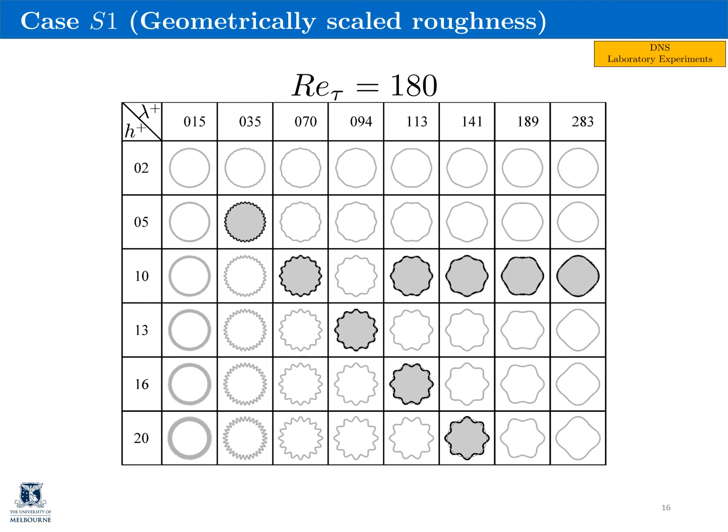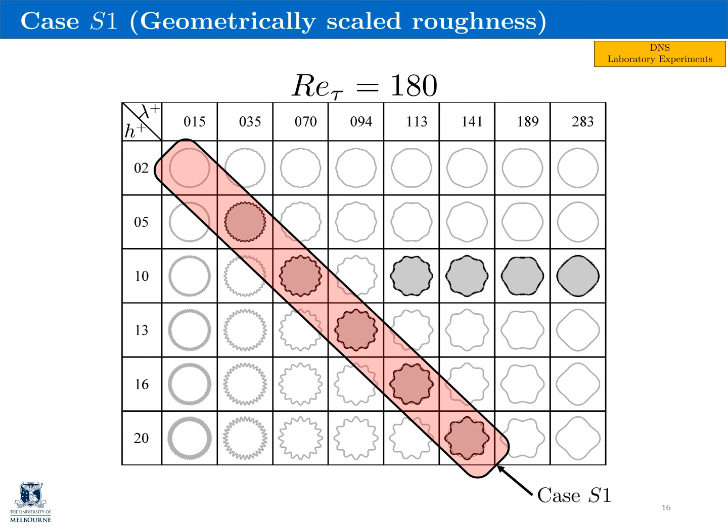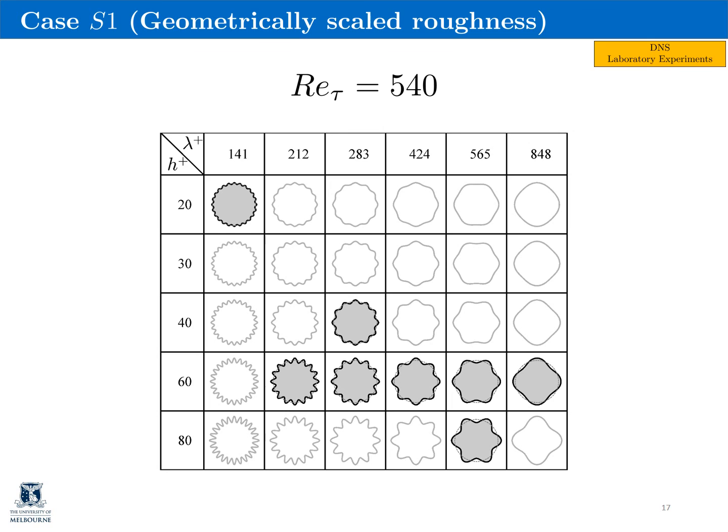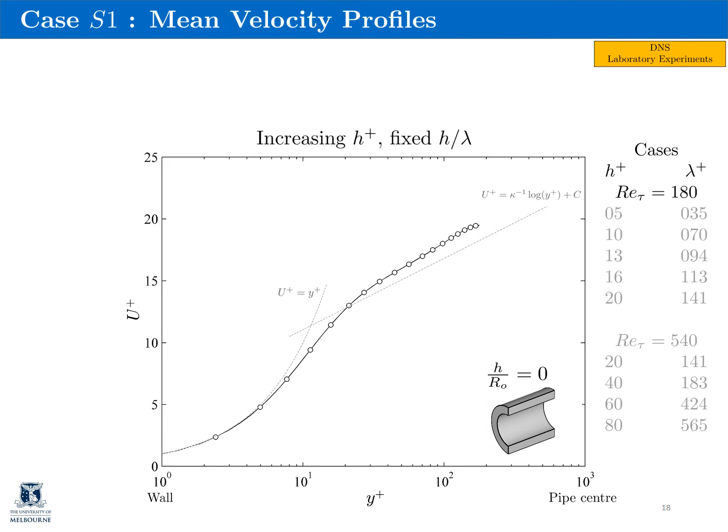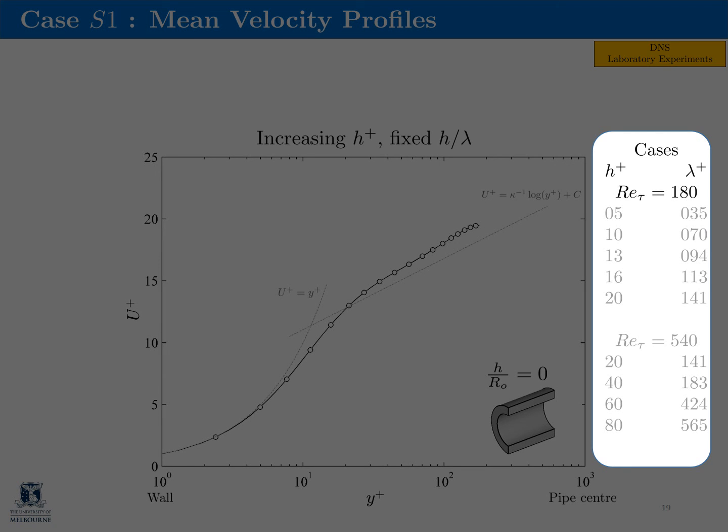Here is a table of the parametric space where we have the roughness height on the left and the wavelength of the roughness elements on the top. The cases shaded in grey are the cases which we have simulated at Re_tau 180. These diagonal cases are the cases where we have geometrically scaled our roughness elements, and we will call these cases S1. Here are the cases simulated at Re_tau 540, and these cases are S1. Now, I would like to look at the mean velocity profile for these cases. On the right hand side of this slide is the height and wavelength of the roughness elements and also the Reynolds number of the flow.